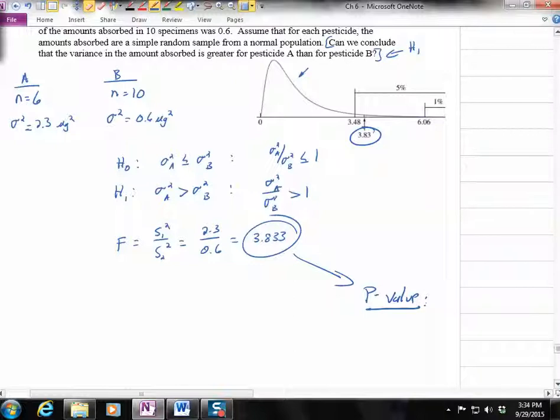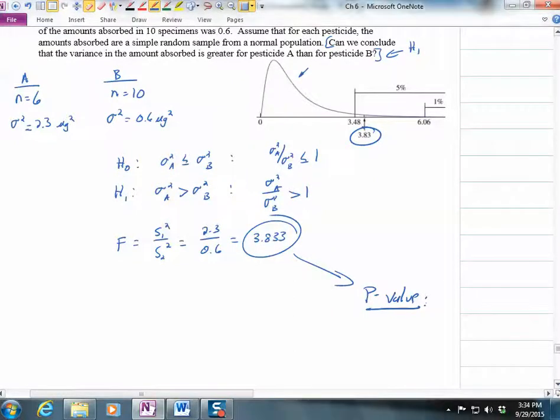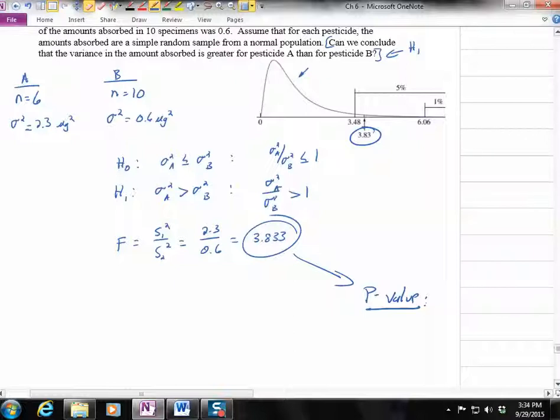But like t, we need to know something more. Anyone find that distribution? You got a page number? 814. So there's our table of the F distribution.